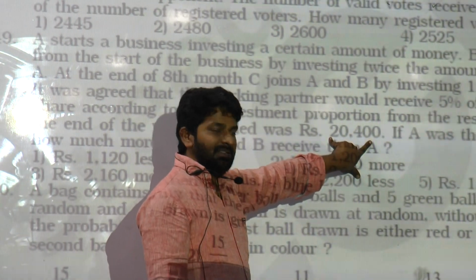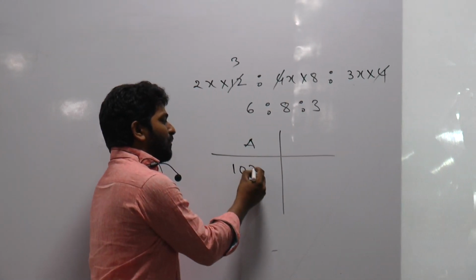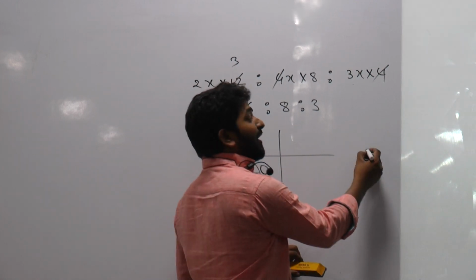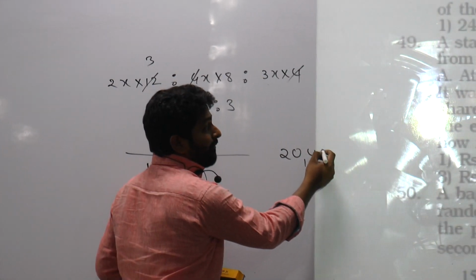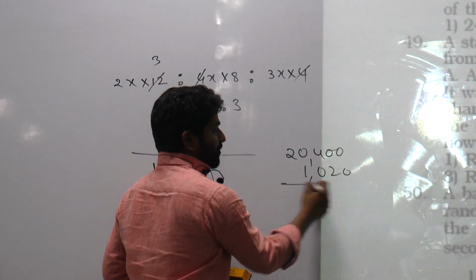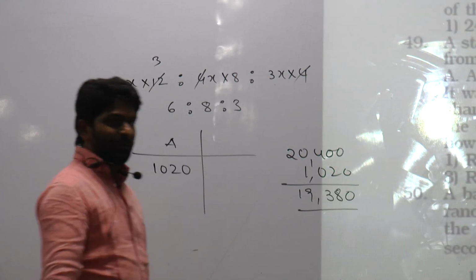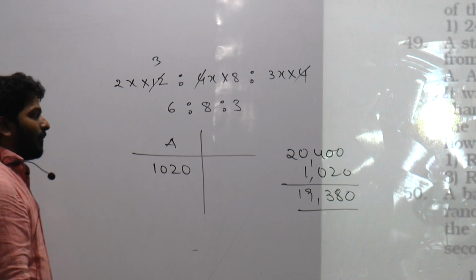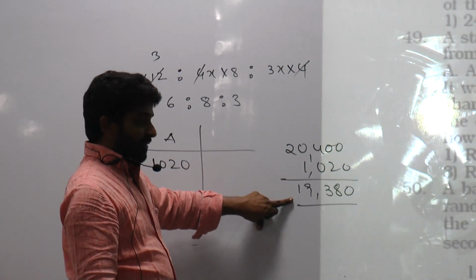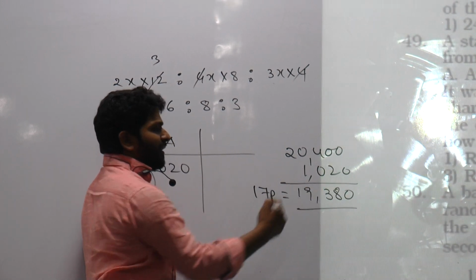2040. 5%? 1020. So A receives 1020. And they are going to share remaining profit. How do you get remaining profit? 2,400 minus 1,020. So that will be 19,380. Okay? Now, 19,380 is 17 parts. 17 parts is equal to 19,380.